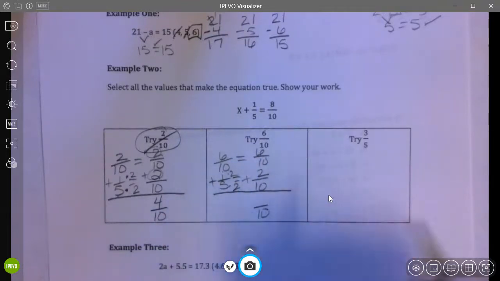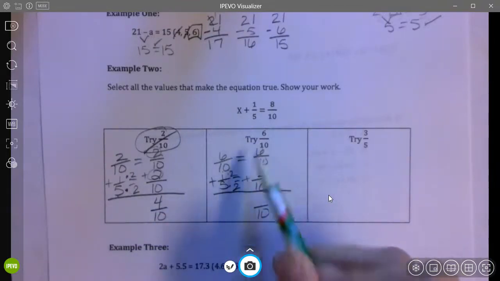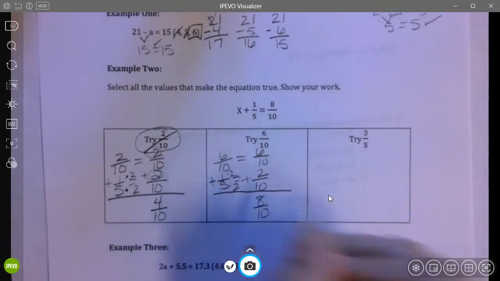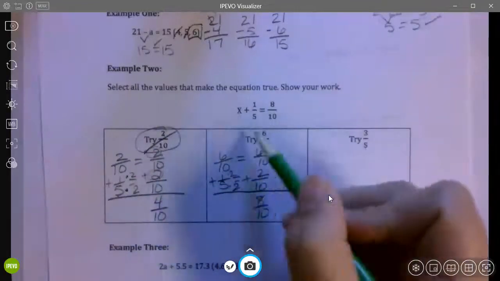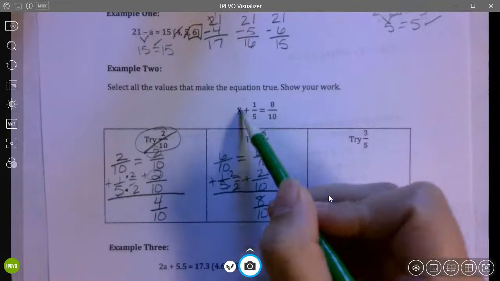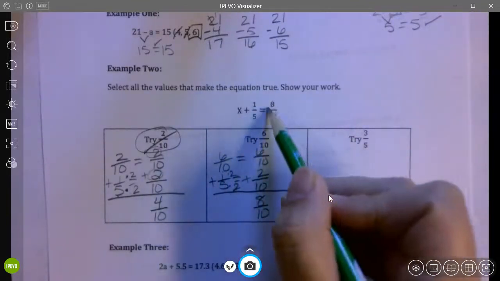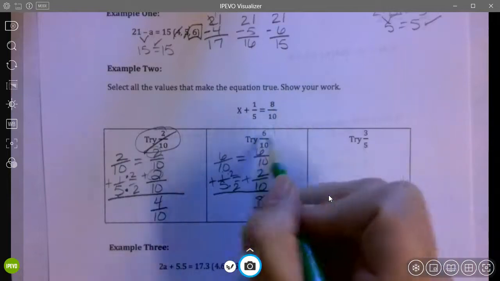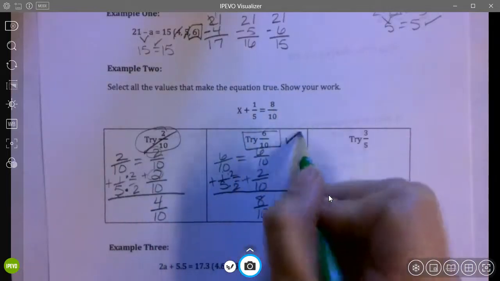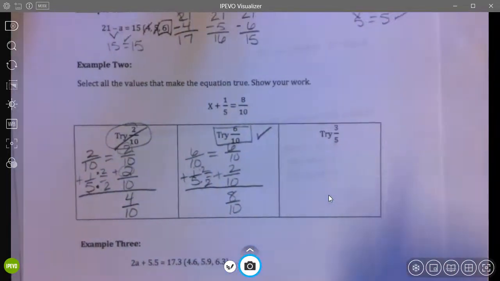I know I have 10 as my denominator. 6 plus 2 is going to equal 8. So when I put in 6/10 over here, 6/10 plus 1/5 is going to give me 8/10. And 8/10 is equivalent to 8/10. So I know that this is a solution.